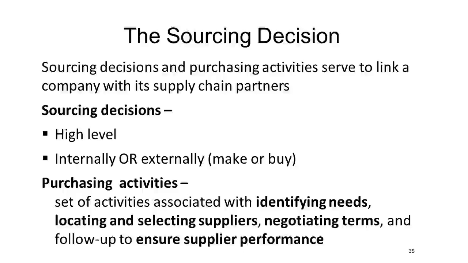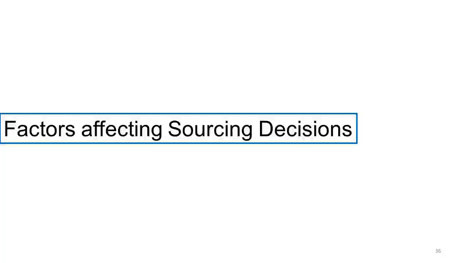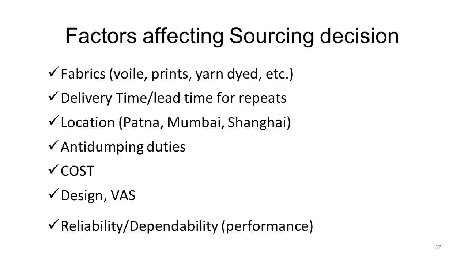And what are the factors affecting the sourcing decisions, which we have discussed in slide number 37. Now, let's say fabrics, voile, prints, yarn, etc. If it's a voile fabric, that is a structure; print is a finish. Yarn dyed is again based on the type of yarn which is being used. So yarn dyed is made in South India. Prints are done in various hubs like Delhi NCR, Mumbai, Bengaluru, and other southern cities. And voile is something that comes from Surat.